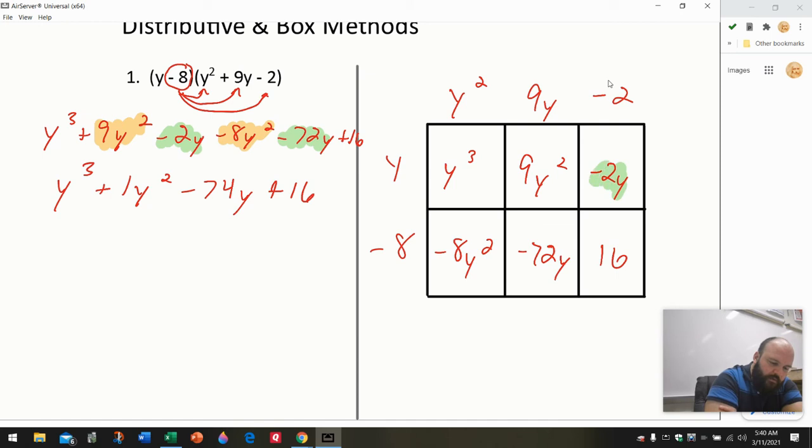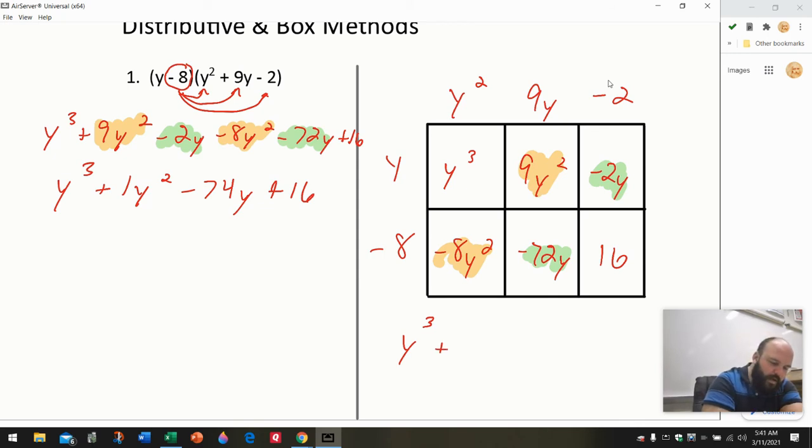You can see there's a like term here and here. The other place there's a like term is right here and right there. So there are like terms. We will combine them. Let's order the terms, though, by their highest power. Start with y to the third. Then we have 9y squared minus 8y squared.